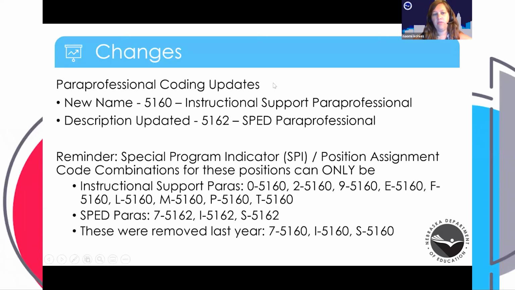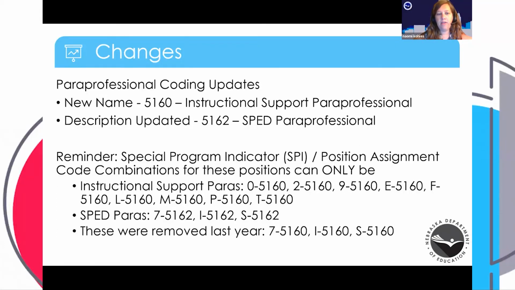So here are those para codes. There's a few updates, but generally speaking, there are two para codes that you're going to report in staff reporting. One is your 5160s. These were called instructional paras in the past. We're calling them instructional support paraprofessionals. And then the other one is your 5162, your SPED paraprofessionals. So those are the only two para codes.